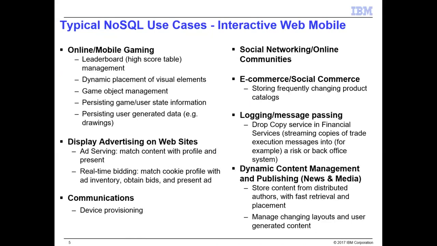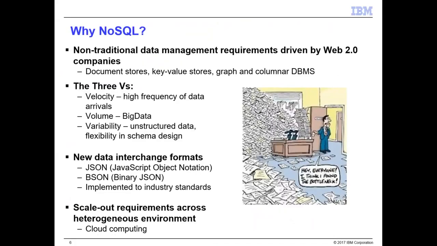If you're in one of these industries, chances are somebody in your industry that you know is using it. So customers, in justifying this, have non-traditional data management requirements driven by Web 2.0 companies almost 8 years ago now: document store databases, key-value store databases, and more recently graph and columnar databases. With the three V's, the things they're looking for the most are high frequency of data ingest, lots of volume, big data, and variability with unstructured data, and flexibility in the schema design.